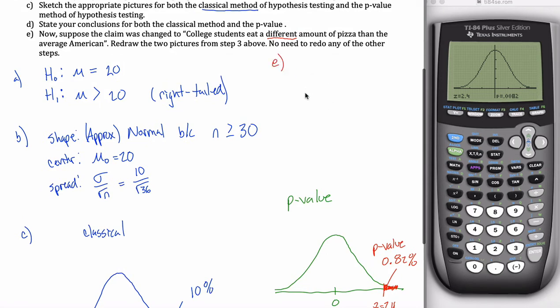So here's step E. Here's my classical picture, and here's my p-value picture. Maybe I can get them both to fit if I make them really small. Put 0 in the middle of both pictures. Maybe I should label. Here's p-value. Well, I'll label in a minute. Yeah, I'll put p-value over here and classical up here.